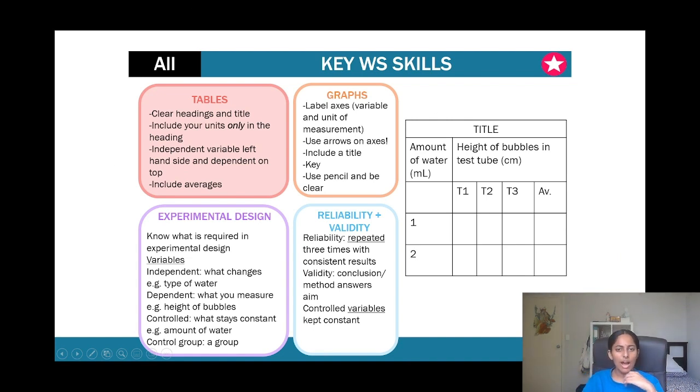Alongside that, you would also have to graph things. So you would have to label your axes, use arrows on axes, and include things such as a title as well as a key. I've already also talked about experimental design, things such as independent and dependent variables, so I don't think I'm going to touch on that again because we've already talked about it.